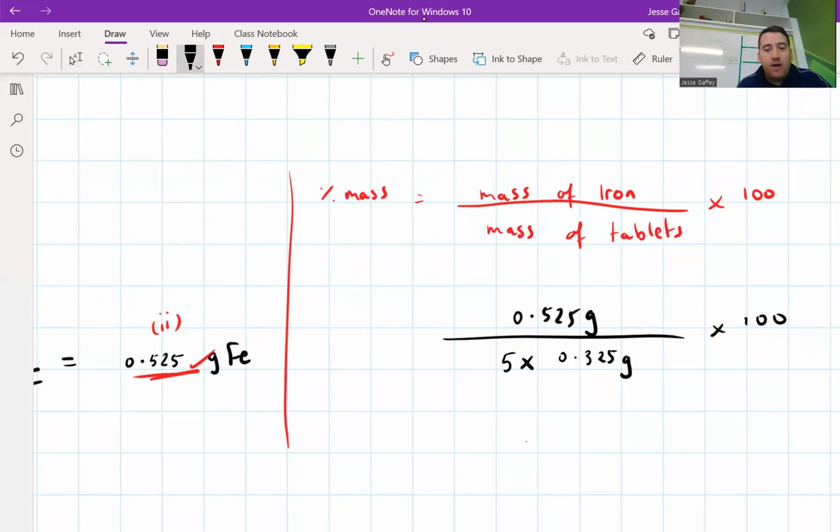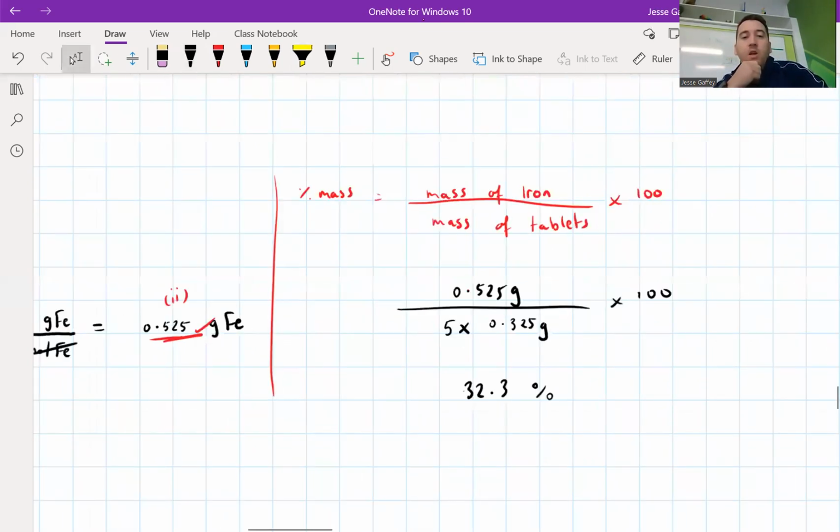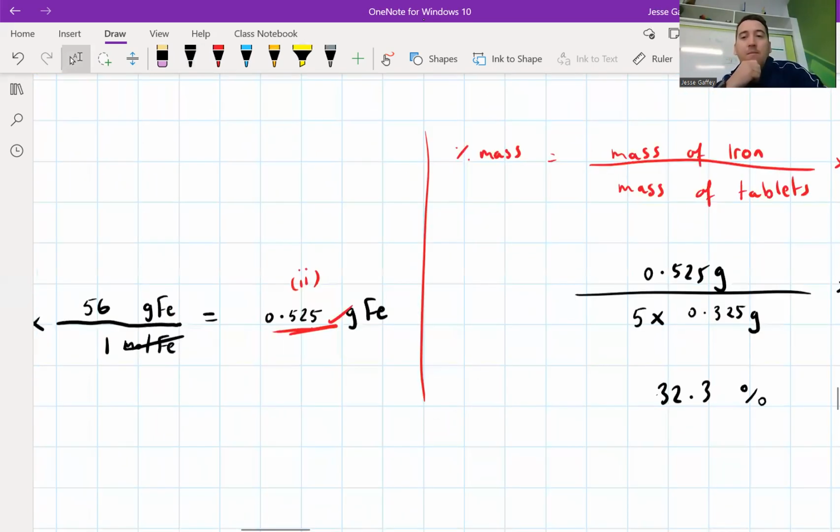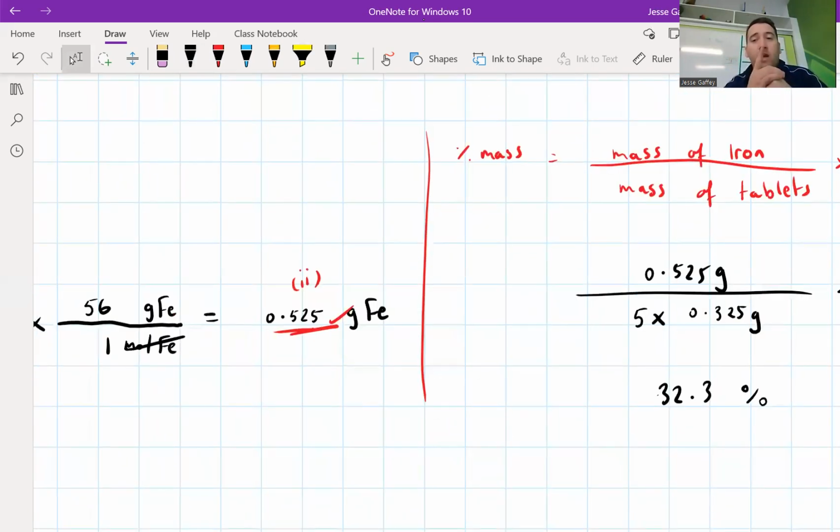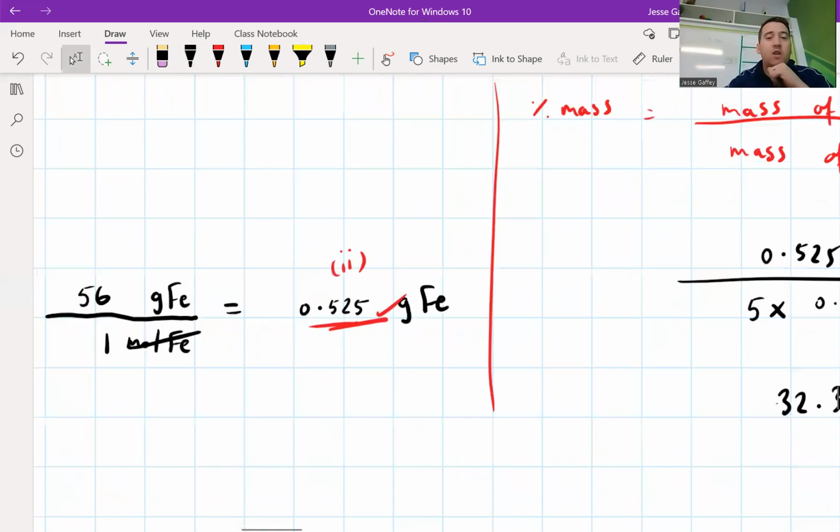And the answer we're getting here is 32.3%. 32.3% is the percentage by mass of iron in the tablets. All right, so that's a pretty typical question that comes up about the iron tablets, and that's a pretty typical type of calculation. You may be asked to find the grams of iron in 1 tablet.